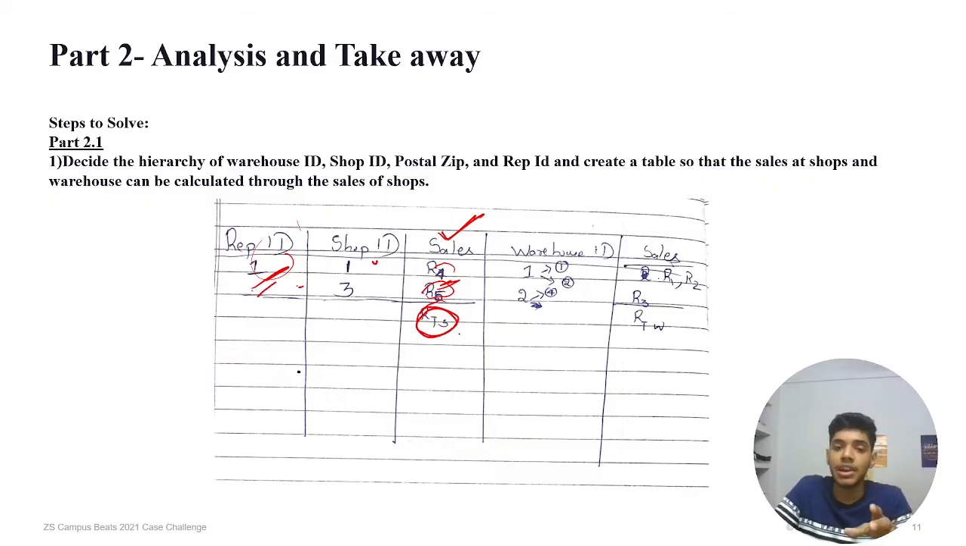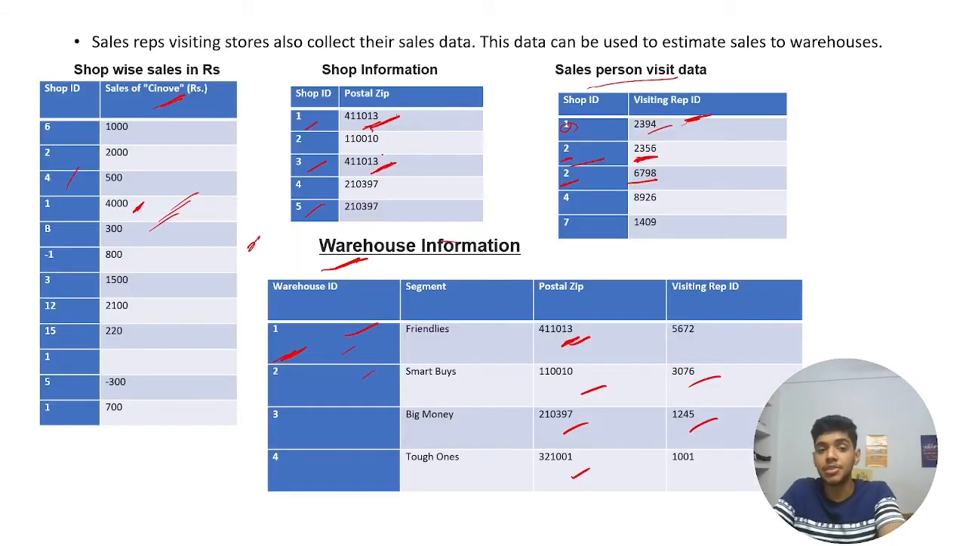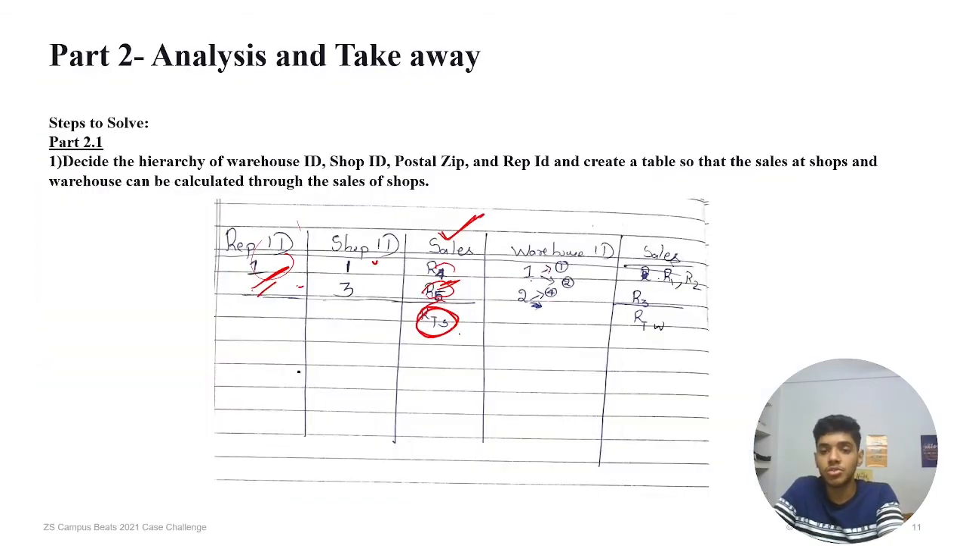The same can be done for warehouse ID. Here we know the warehouse ID from postal zip code; from postal zip, we can find out which warehouse supplies which shops. So it is easy to calculate the sales of each warehouse from the shops to which it distributes. If warehouse ID 1 distributes to shop ID 1 and shop ID 2, it is easy to calculate the sales from warehouse ID 1 by adding the sales of shop ID 1 and shop ID 2.